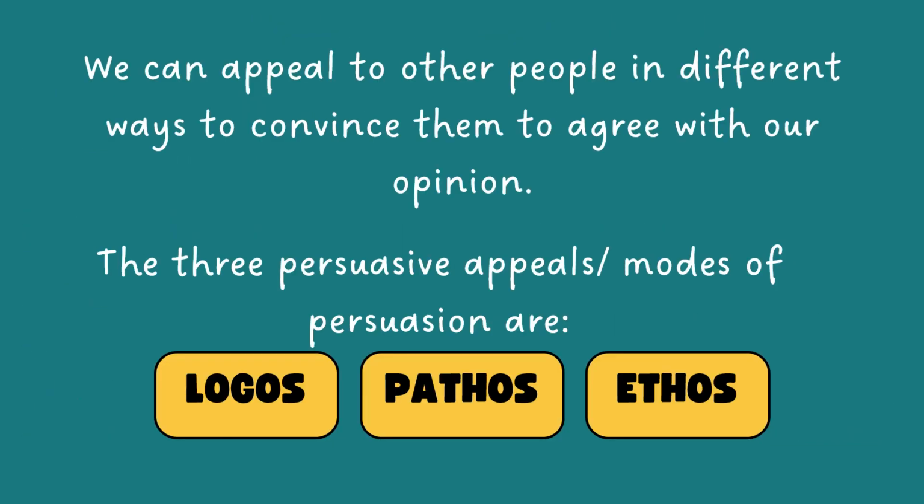We can appeal to other people in different ways to convince them to agree with our opinion. There are three persuasive appeals, or what we call the modes of persuasion. We have logos, pathos, and ethos. So kaning tulo, kaning logos, pathos, and ethos are the modes of persuasion.